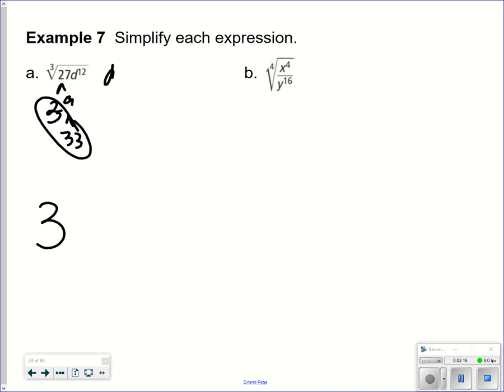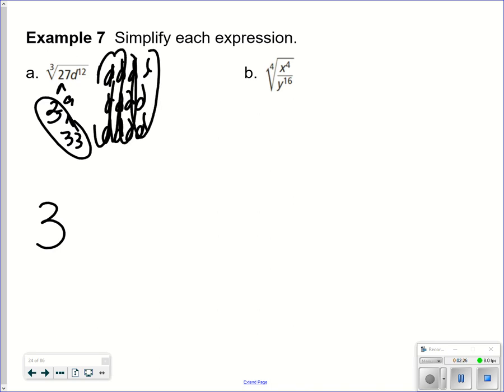There's 12 d's. 1, 2, 3, 4, 5, 6, 7, 8, 9, 10, 11, 12. Looking for groups of 3, there are 4 groups of 3, so it's d to the 4th. The other way of looking at it, and the easier way, is the cube root of d to the 12th is the same as d to the 12/3. So anytime you have a radical with a letter underneath with exponents, you technically are doing the exponent divided by the root, just like you did earlier in the chapter. So 12 divided by 3 would be 4.